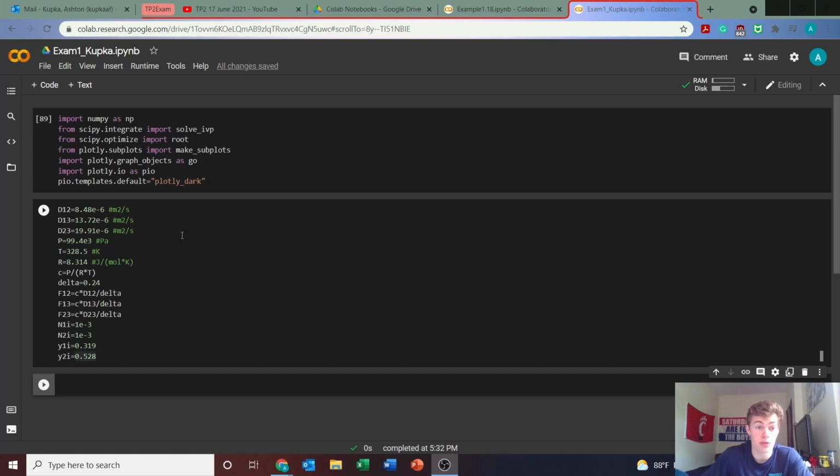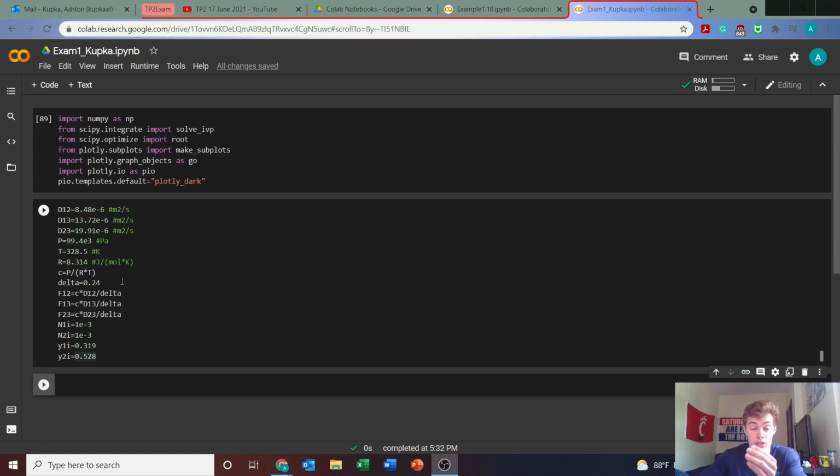So we have the Stefan Maxwell diffusivity constants that it gives us for each of the respective values, and those are in meters squared per second. We have the pressure, which is in pascals. We have the temperature, which is in Kelvin, and then we also have the universal gas constant, which is in joules per mole Kelvin. And then using PV equals nRT, we can actually solve for the concentration, and then our concentration is equal to our pressure over our universal gas constant times our temperature.